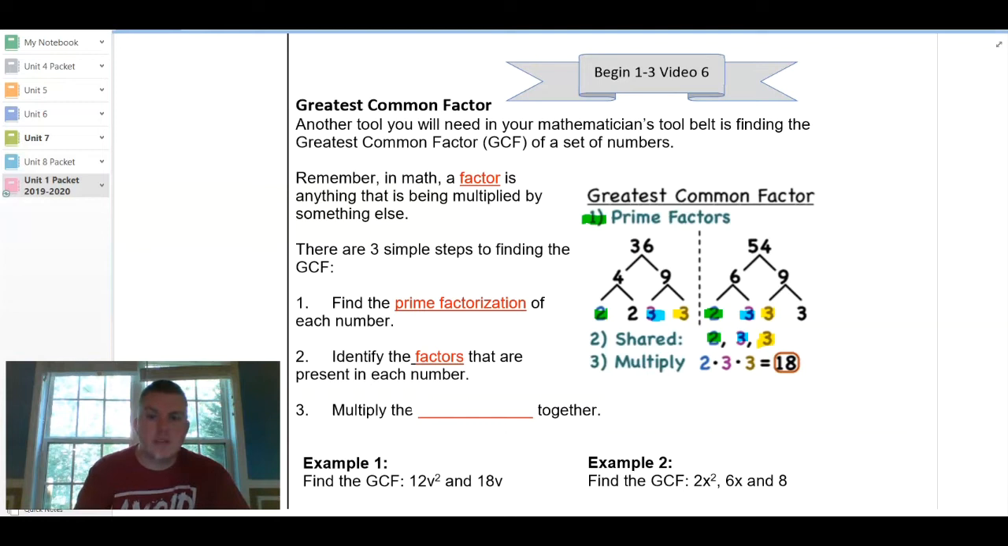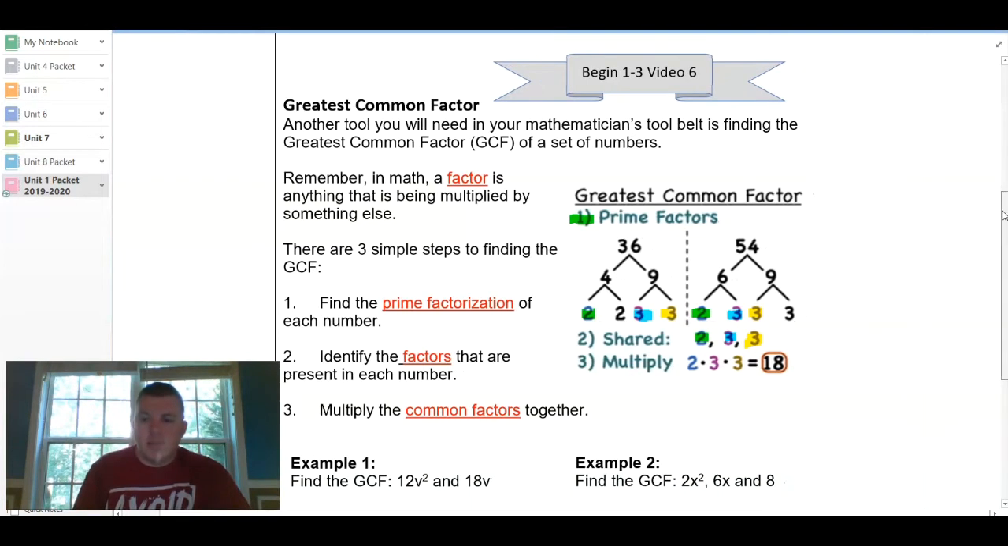So then the last step is, once we have found those shared factors, we're going to multiply the shared factors together. You'll also see those called common factors. So we had a shared 2, 3, and 3. So when we multiply 2 times 3 times 3, that's going to give us 18. So 18 would be the greatest common factor for the 2 numbers 36 and 54. Let's go ahead and jump into our examples.